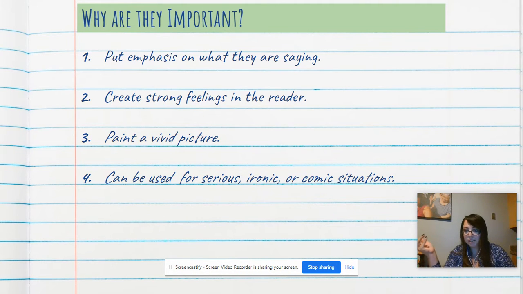So, why are hyperboles important? It puts emphasis on what you're saying, it creates strong feelings in your reader. Like, for example, when we said that sentence, it's so cold that polar bears are wearing scarves and jackets, you as the reader know in your mind how cold that is because you've been cold before. It paints a vivid picture and it can be used for serious, ironic, or comic situations. So you can use it in a serious situation where you want it to have a serious tone, if you're looking to use irony, or if you're trying to be funny.